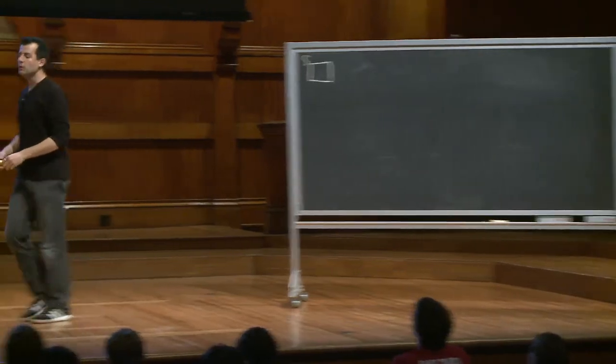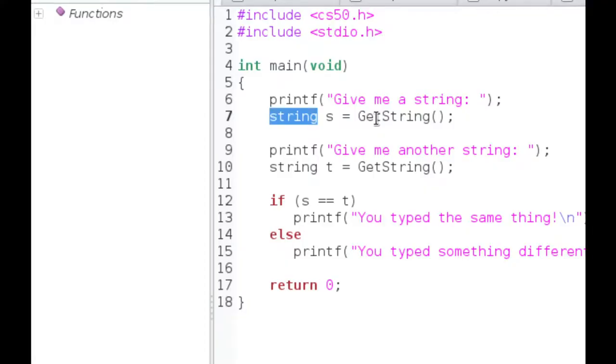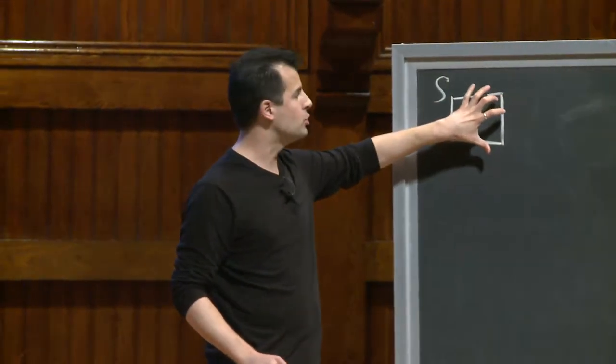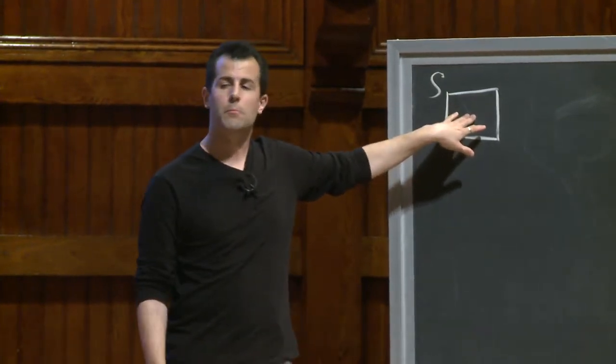Because indeed, we need to peel back this layer. I keep saying string, but as of Monday, string is really char star, the address of some character. So let's take that training wheel off, even though we'll continue using getString for now. So I've declared s, and this is a chunk of memory, 32 bits. What's in here in memory by default?